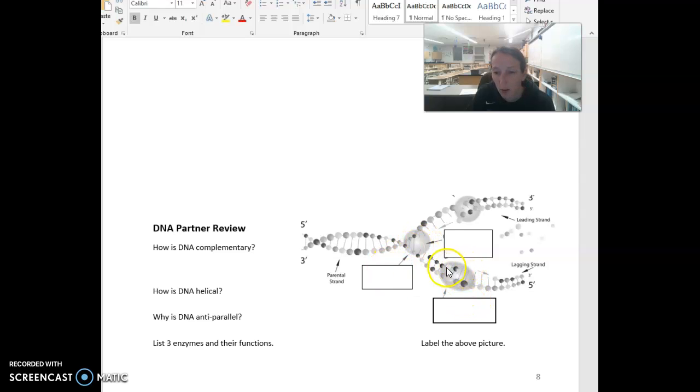Now, this enzyme and this enzyme are identical. They're doing the exact same thing. Once again, going from a 5 to a 3, from a 5 to a 3, so they're traveling in different directions. I want you to fill in these 3 boxes. Answer, how is DNA complementary? Next one, how is DNA helical? Helical means twisted. Next one, why is DNA anti-parallel? And then the last question is list 3 enzymes and their functions. The 3 enzymes that we talked about. All right, so the rest of class, you're working on that very back page, your DNA partner review.